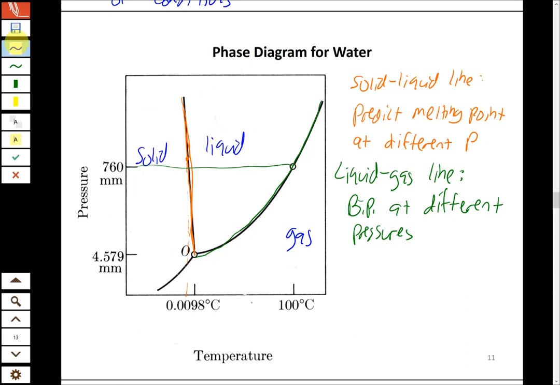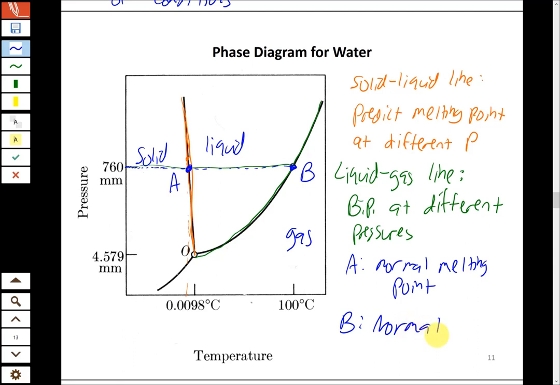All right, so there's a couple of points then in this diagram that I want to label here. So again, if we follow over from 760 millimeters, which is 1 atmosphere of pressure, the point where that intersects the solid-liquid line, which I'll call point A here, is going to give us the normal melting point. And then when we continue over at 1 atmosphere of pressure to this point here, where it intersects the liquid gas line, which I'll call B, that gives us the normal boiling point. But we can do this for any other pressure as well that's shown in the diagram.